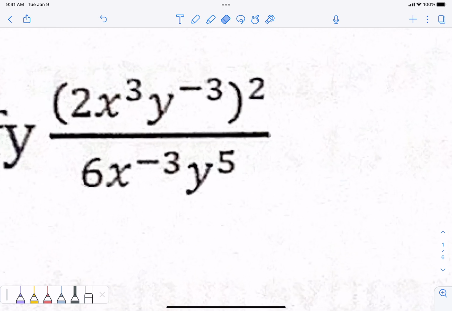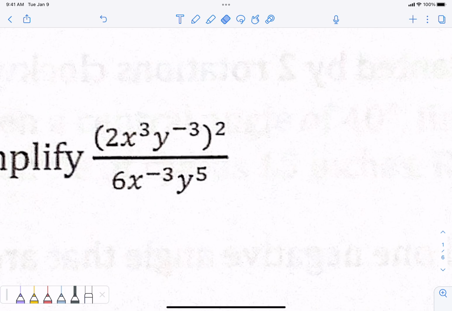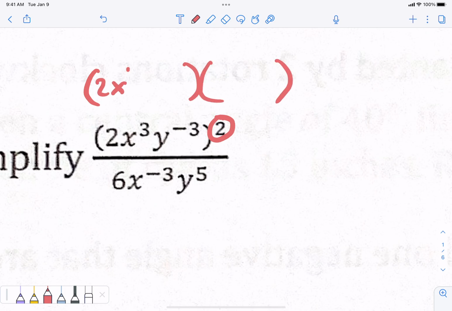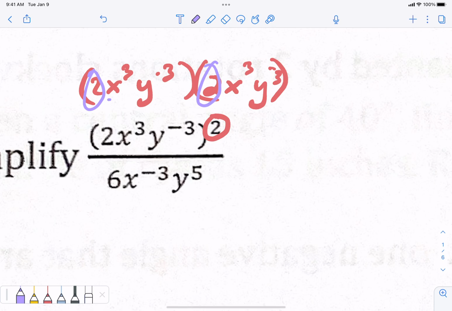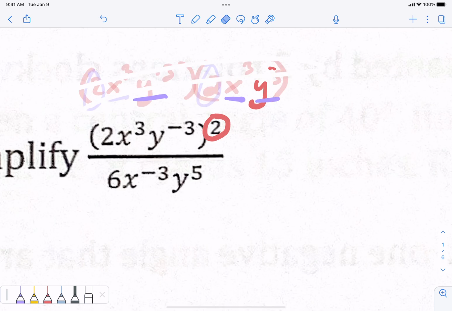But if it helps, don't write this down, but what it means to square something is to take it times itself. 2x cubed y to the negative third and 2x cubed y to the negative third, right? So I would take 2 times 2, and I would combine the x's, that would be 6 of them. And I would combine the y's, that would be negative 6 of them. Does that make sense? Yeah? Okay.